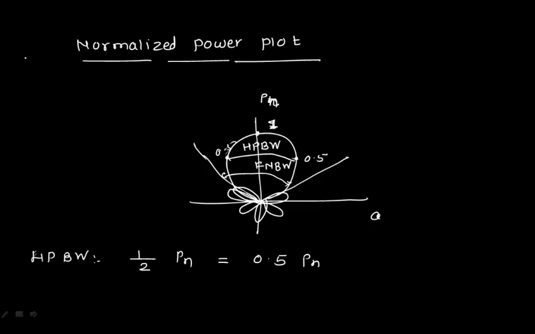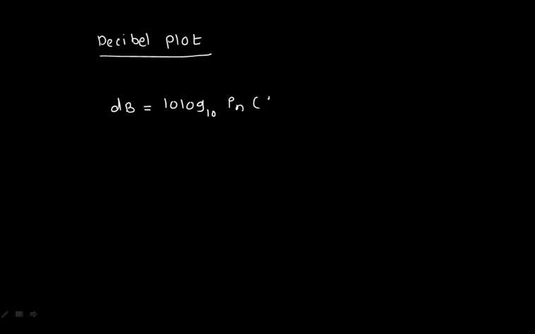Now the decibel plot. Whenever you are converting your power into decibels, how do you convert power into dB? It is 10 log to the base 10 of the normalized power (theta, phi). If I'm talking about the normalized power, the range of this power will be 0 to 1 because it's normalized. At the maximum power, my plot will be 10 log to the base 10 of 1. So you know that this will be 0.